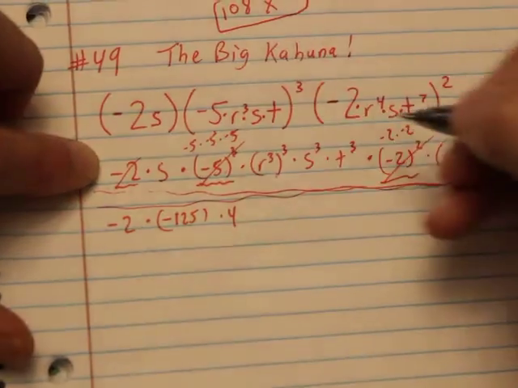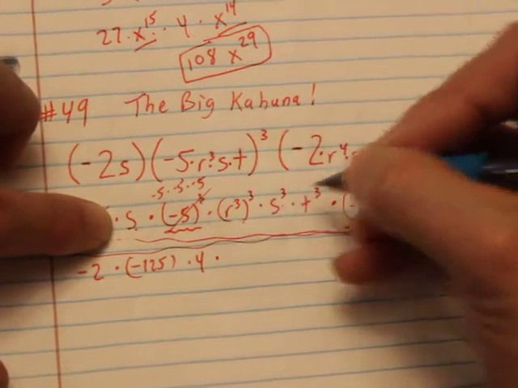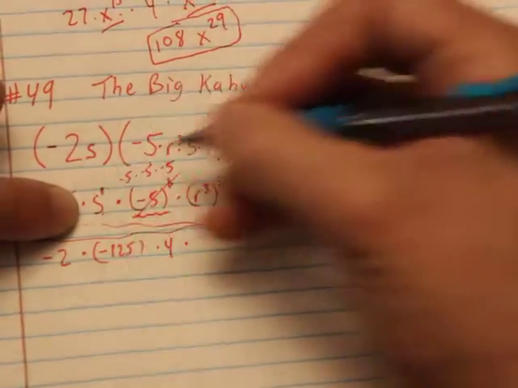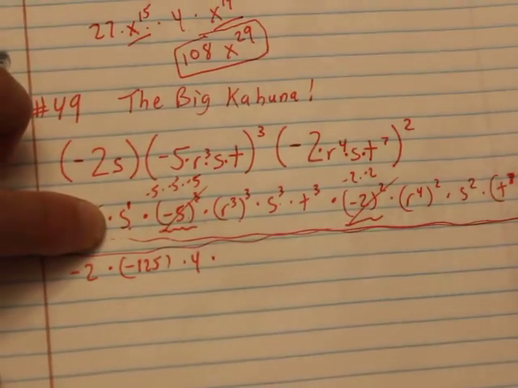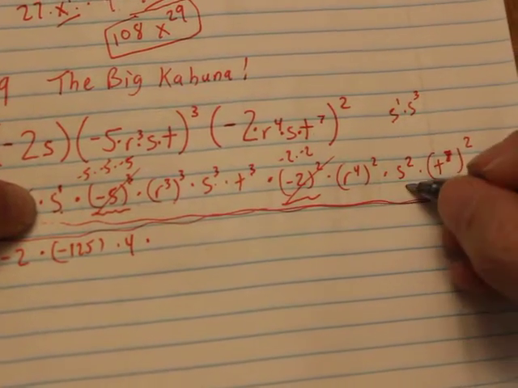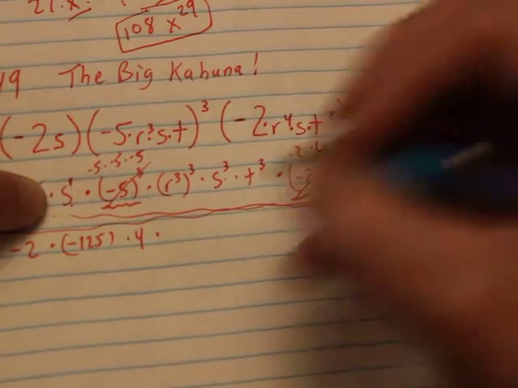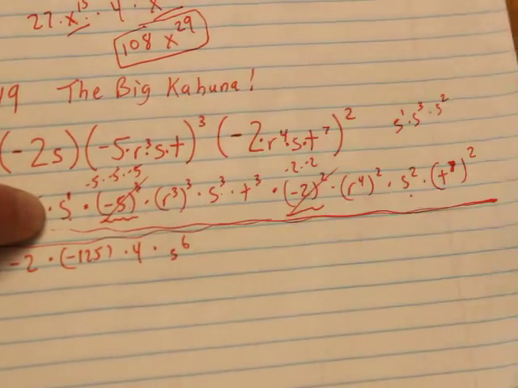Now let's do all the s's. So I've got s to the 1st, s to the 3rd, and I've got an s squared. So add the exponents and you get s to the 6th power.